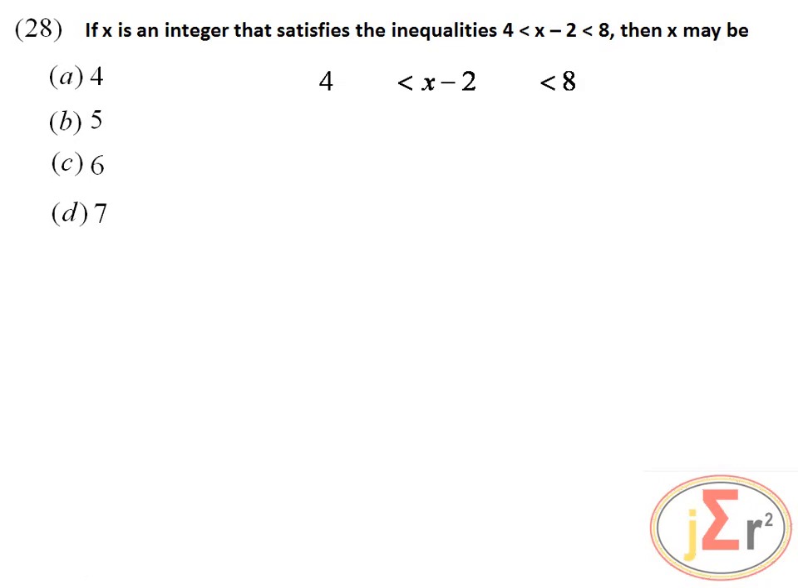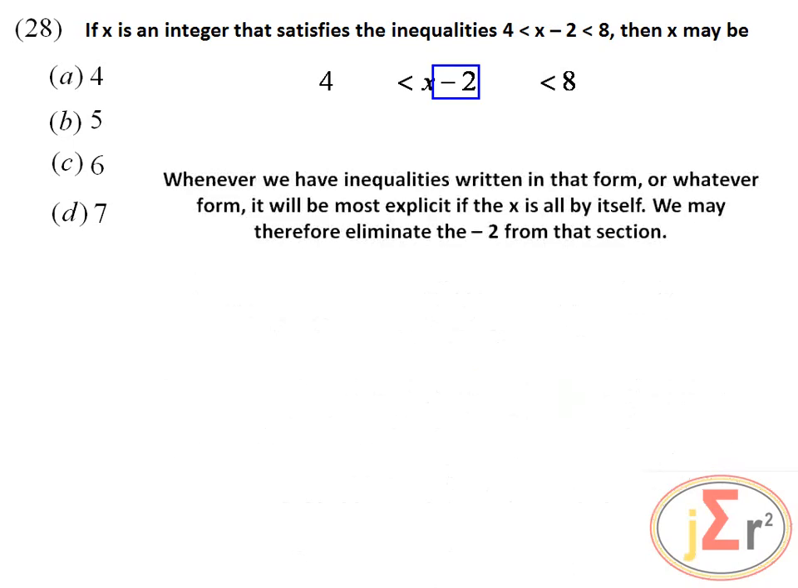We have the inequalities written there again. And we are highlighting the negative 2. Whenever we have inequalities written in that form, or whatever form, it will be most explicit if the x is all by itself. We may therefore eliminate the negative 2 from that section. So we will have a clearer view of the inequality if we just have x by itself. That will be done by eliminating the negative 2 from right there.